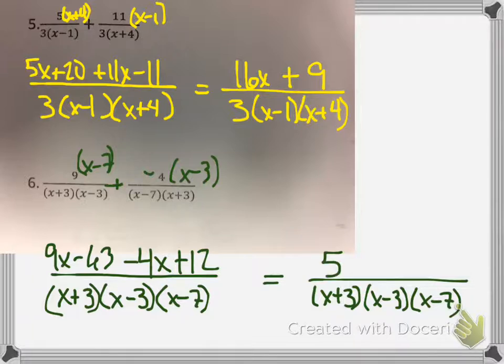9x minus 4x is 5x. Negative 63 plus 12 is negative 51. And you're done. That's it. That's all you got to do. I know, easy peasy, right?